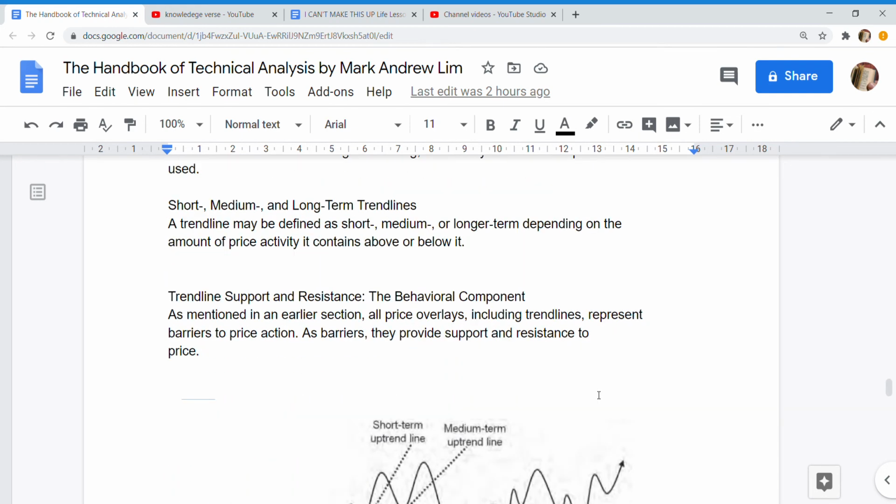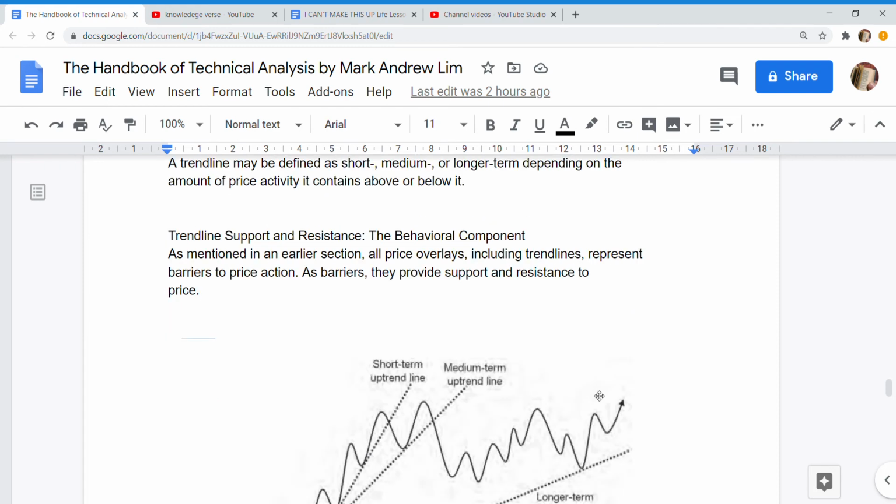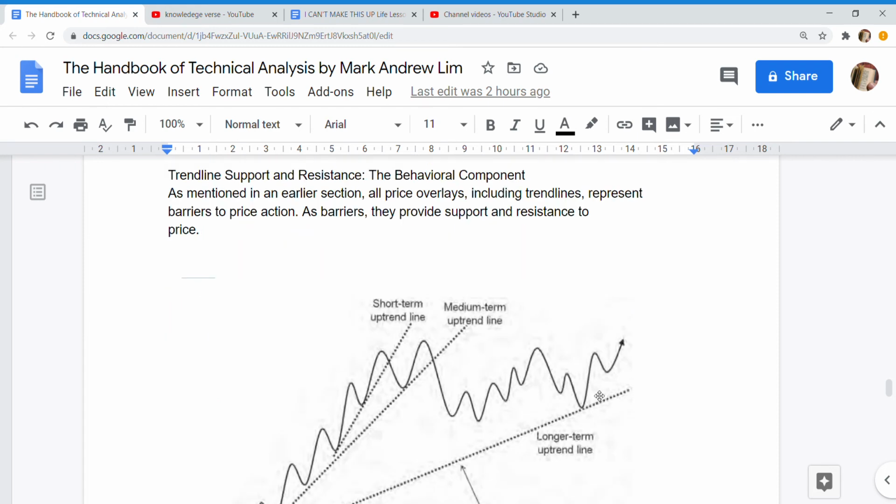Short, medium, and long-term trend lines. A trend line may be defined as short, medium, or longer term depending on the amount of price activity it contains above or below it. Trendline support and resistance, the behavioral component. As mentioned in an earlier section, all price overlays, including trend lines, represent barriers to price action.